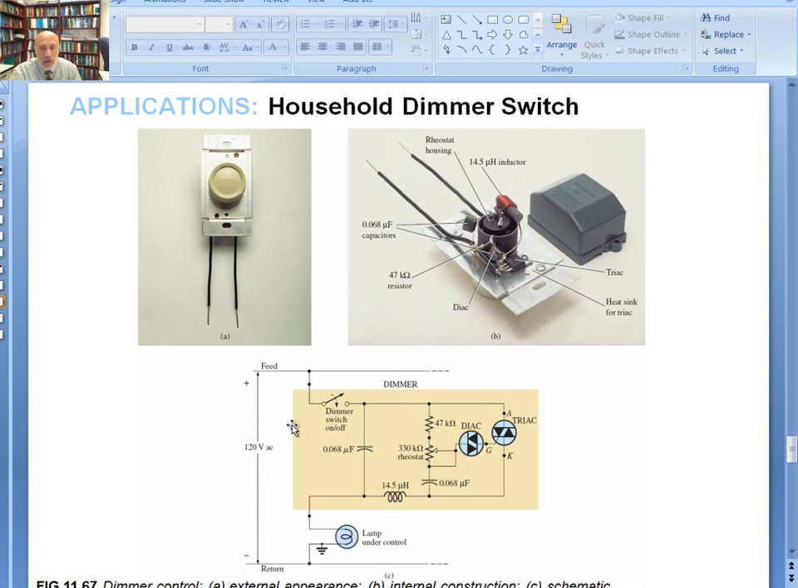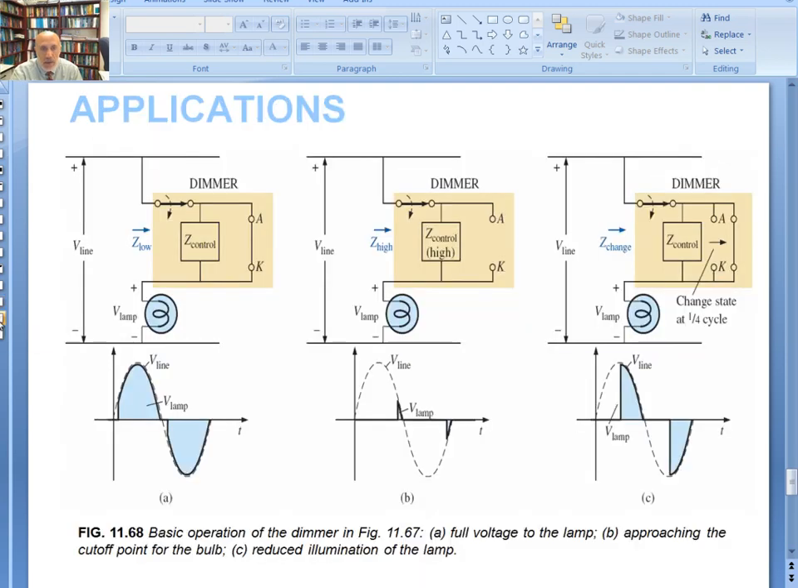The way the controller actually works, when you want the light to be at maximum, then this part of the circuit, which is shown right here, the controller, the dimmer, acts like a very low impedance. So it acts like a short circuit, so all of the voltage from the line would directly appear across the lamp, which you see right here, and now you have maximum intensity.